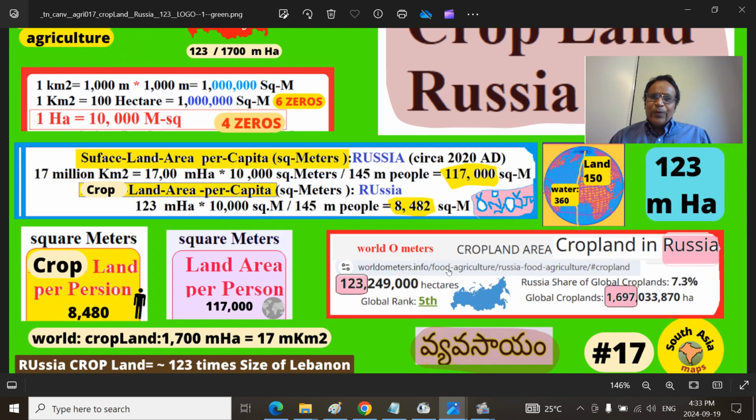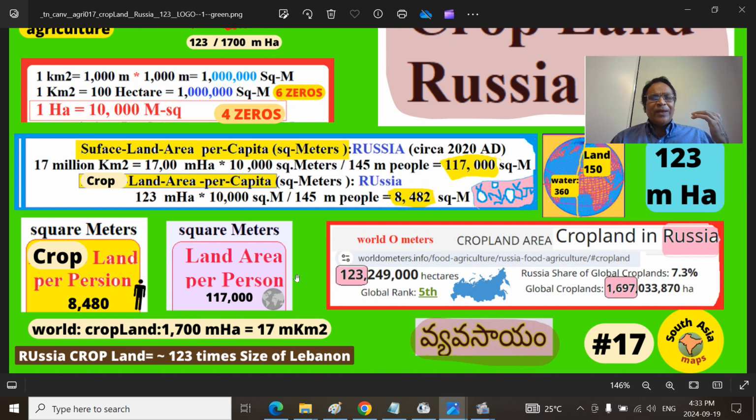We want to calculate how many square meters of land area a person gets in Russia, how many square meters of cropland a person gets in Russia, so surface land area per capita in terms of square meters in Russia.